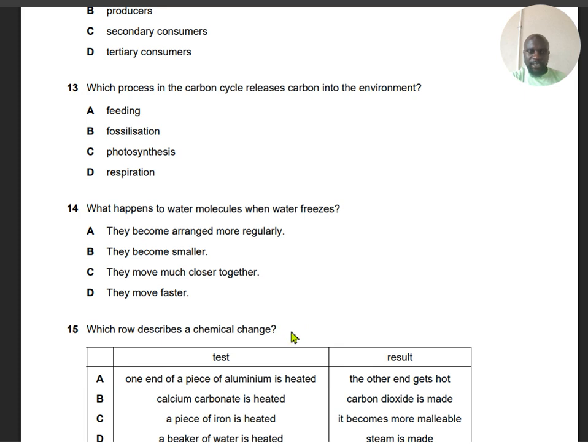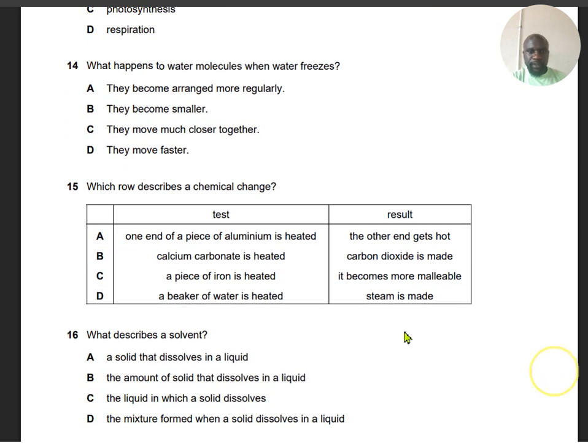Number 15. Which row describes a chemical change? Let us check. One end of a piece of aluminum is heated, then the other end gets hot. There is no chemical change there. Calcium carbonate is heated, so carbon dioxide is made.